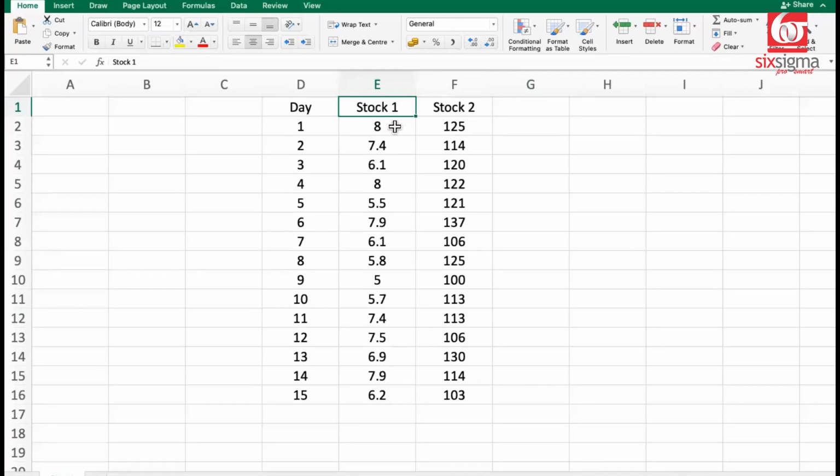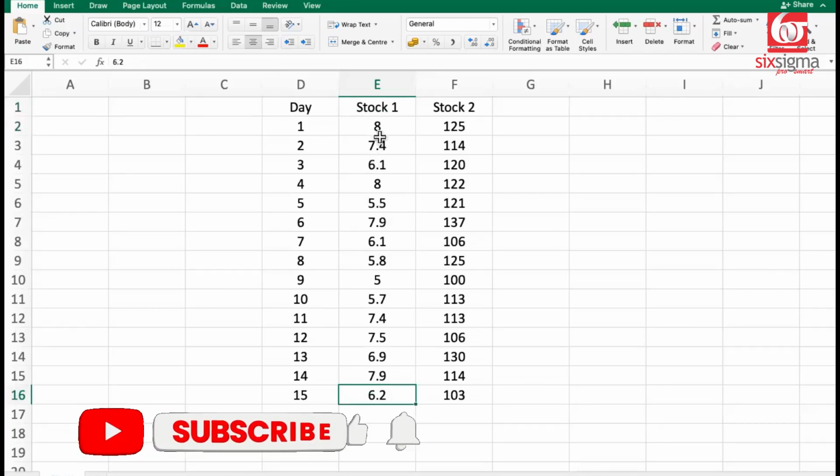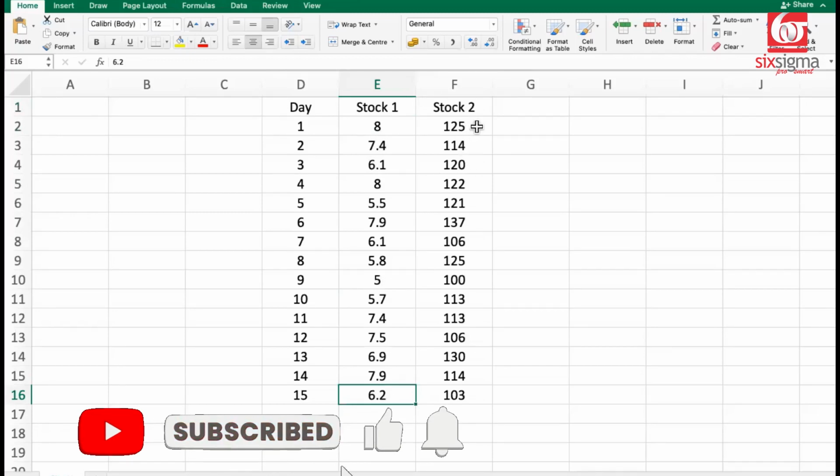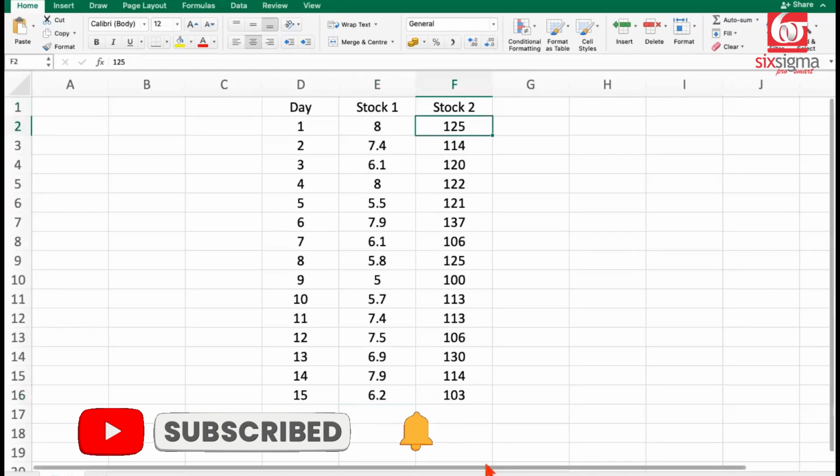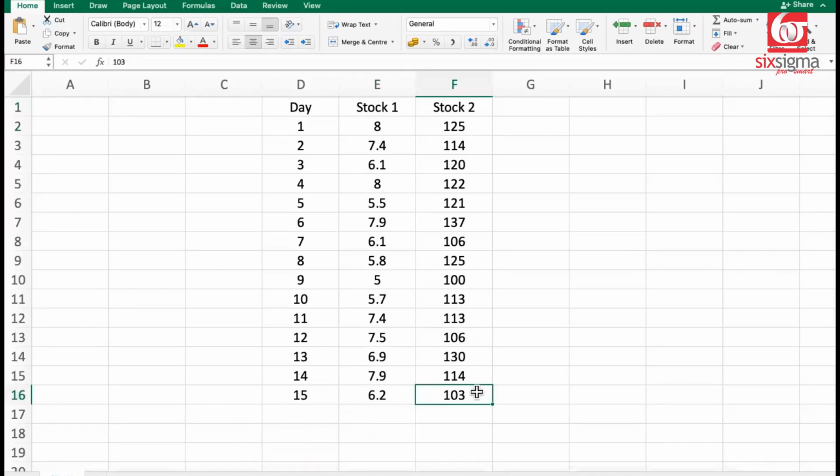So stock one, you can see, is priced relatively lower, starts with $8, closes with $6.2, and varies in a range. Stock two, on the other hand, is priced somewhat high, starts with $125, and let's say it's closing at around $103. Like I said, we don't know much about the fundamentals of these stocks, and we don't know much about the technical analysis that we can perform here. All we know is the price point.